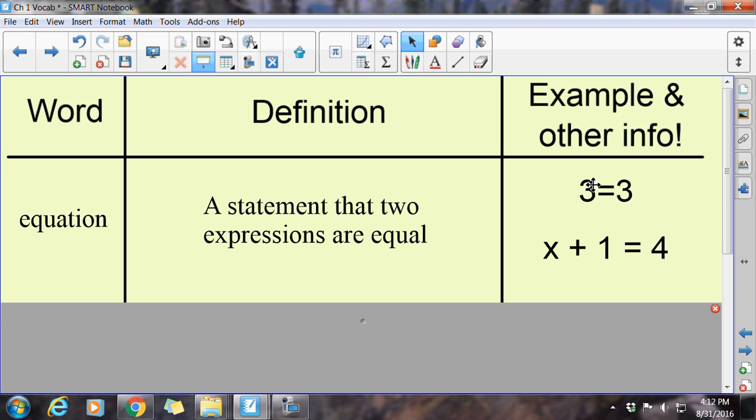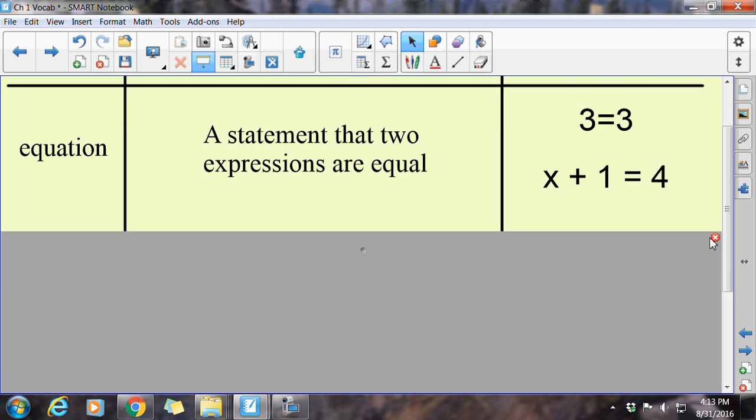So an example of an equation is 3 equals 3, because this side of the equation and this side of the equation are the exact same thing. That's an equation. This could be an equation, x plus 1 equals 4. That means 4 and this side have to be the same thing. That means whatever I put in for x here, plus 1 has to be the same thing as 4. So equations are saying that whatever is on the left side and whatever is on the right side are the same thing. They're equal to each other. Okay, hit pause if you need to.